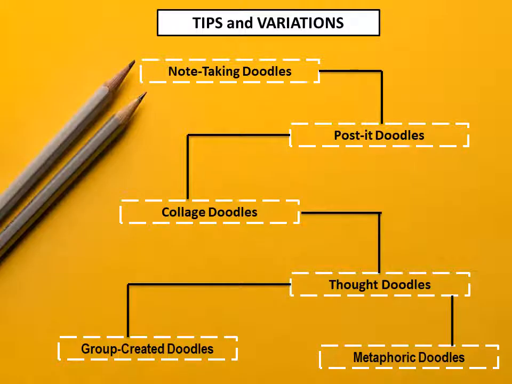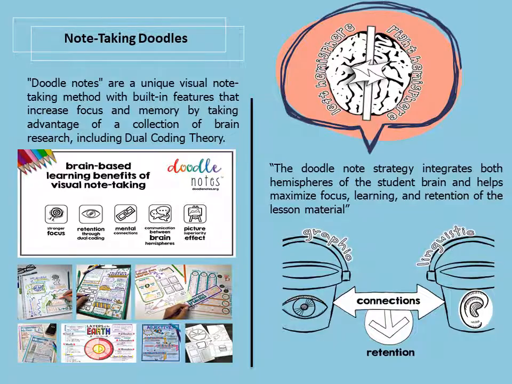Tips and variations of doodles. There are 6. First, note-taking doodles. Second, post-it doodles. Third, collage doodles. Fourth, thought doodles. Fifth, group-created doodles. And last, metaphoric doodles. To know more about it, let's discuss further.